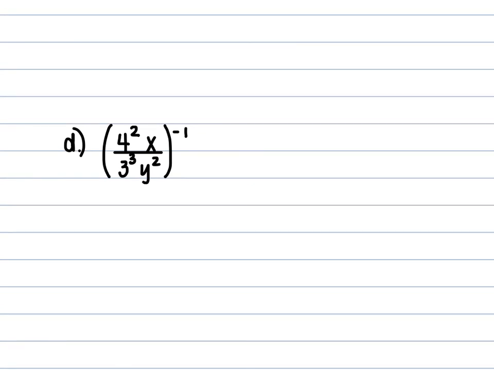So again, this negative 1 applies to both the top and the bottom. It is going to be distributed here. It's going to be distributed here, and to both the things on the bottom. So what we've got is that negative 1 is going to be multiplied with this positive 2, and this is going to become 4 to the negative 2nd power. That negative 1 is also going to apply to the x. In the denominator, that negative 1 is going to be multiplied with the 3, so we get 3 to the negative 3rd power. And that negative 1 is going to be multiplied with the 2, and we're going to have y to the negative 2nd power.